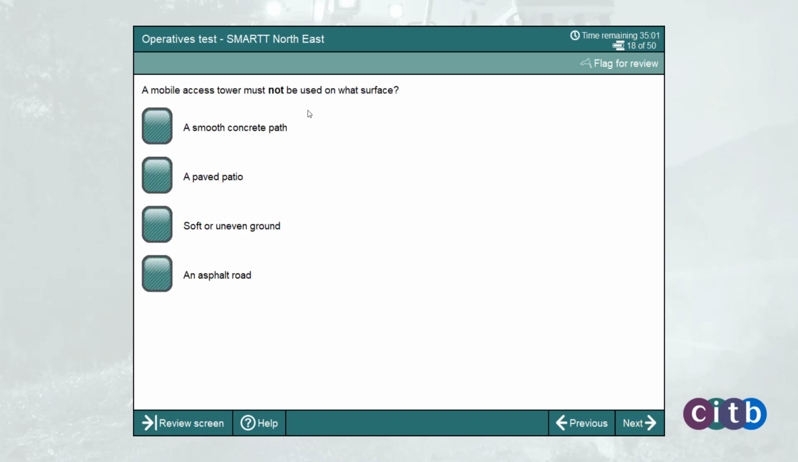A mobile access tower must not be used on what surface? A smooth concrete path. A paved patio. Soft or uneven ground. An asphalt road.